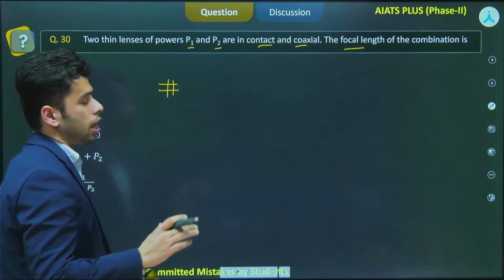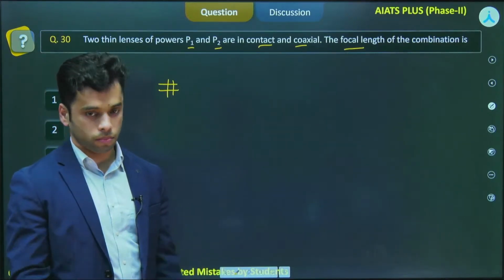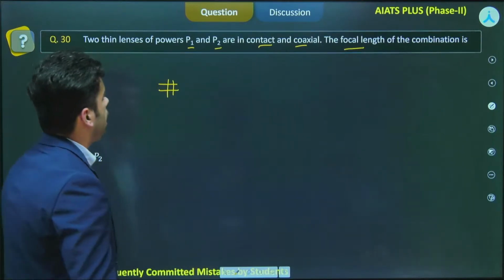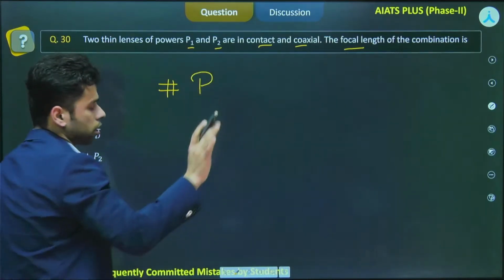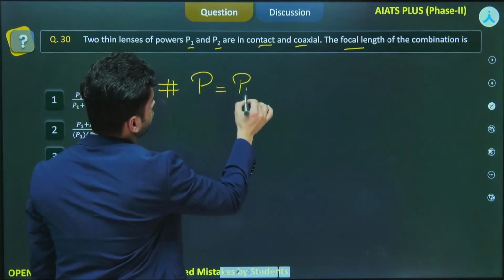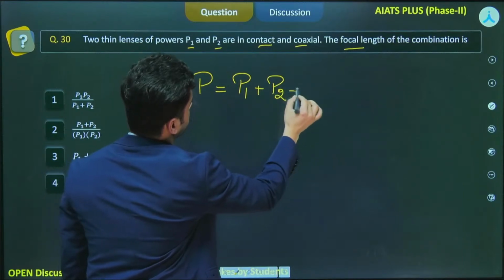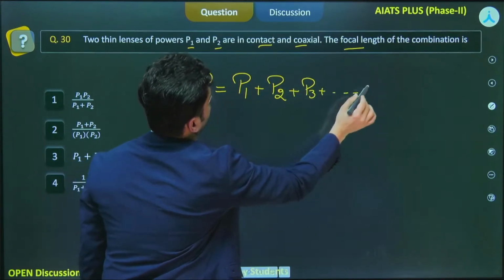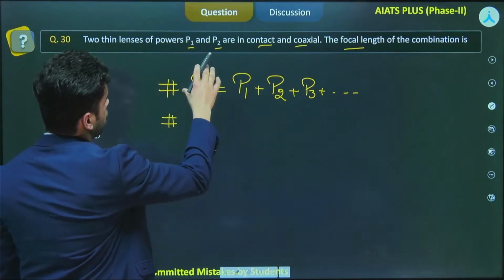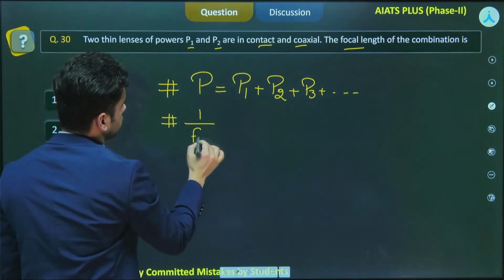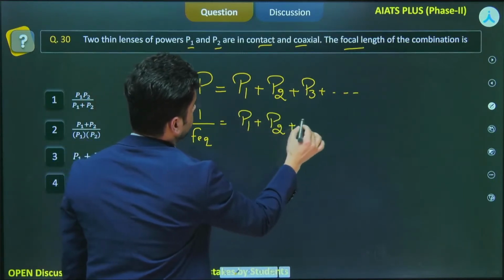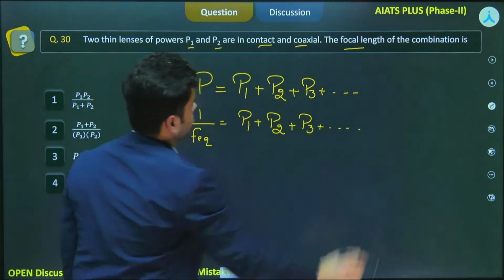See, if you have n number of lenses, and the equivalent power is P, then it can be written as the sum of the individual powers of the lenses, P1 plus P2 plus P3 and so on, whatever number of lenses you have. Also, 1 by F equivalent should also be equal to P1 plus P2 plus P3 and so on.